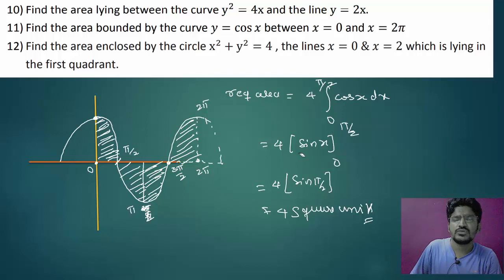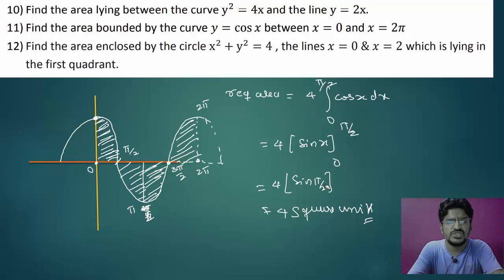0 to pi by 2. Sin pi by 2 you are going to get. So because the integration of cos x is sin x, you are going to get sin x, upper limit is pi by 2, lower limit is 0. So therefore you can just see sin pi by 2 is 1, sin 0 is 0. So 4 square units will be your answer. 4 square units will be your required answer.